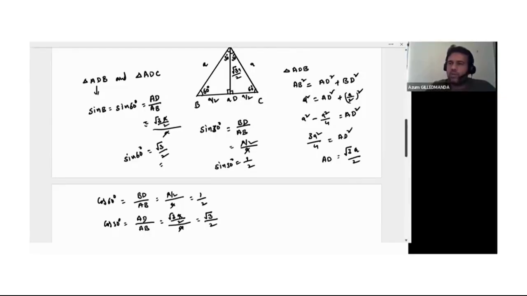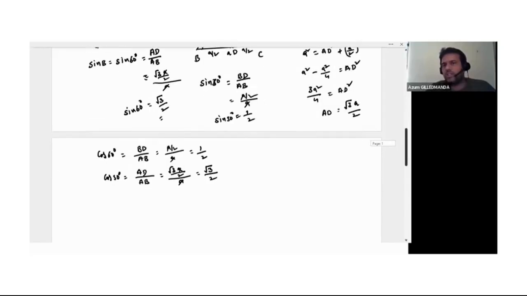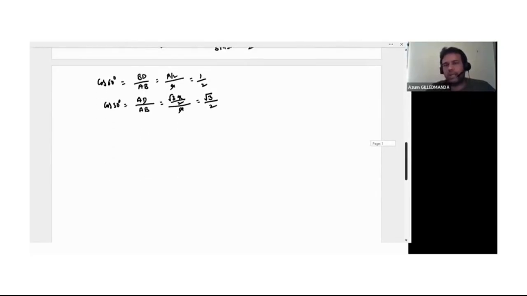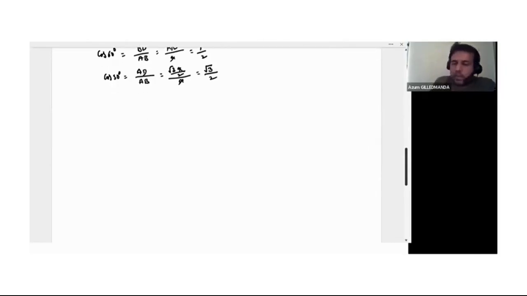So for what we found? 45 we found, 30 we found, and 60 degrees we found. And 0 we need to find, 0 and 90. So I'll tell you here. Based on the findings that we have, there is a table we all need to learn, right?